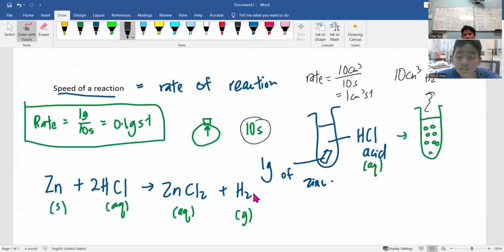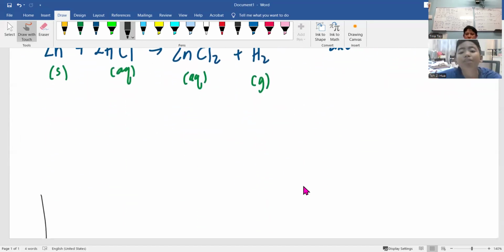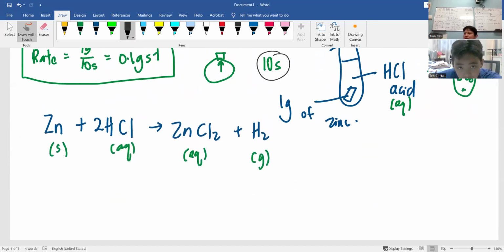Now there are a few experiments that we can do. What's the problem with just counting the bubbles? If I want to count bubbles, the size of the bubbles might be different, or we might miscount. Yes, correct. So it's not a very good thing to do.